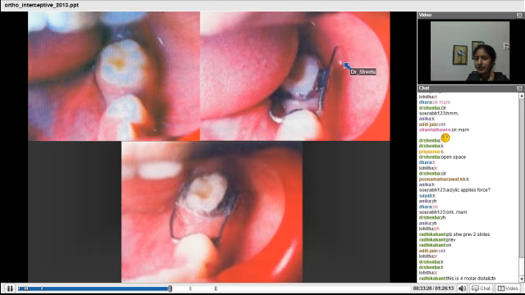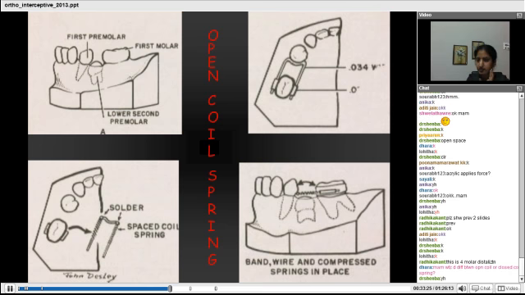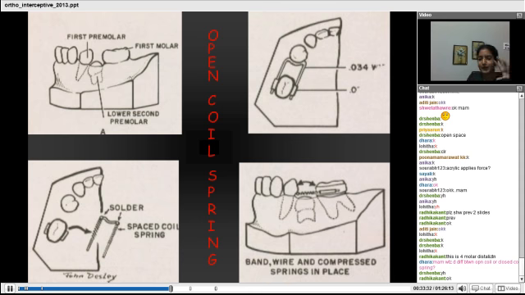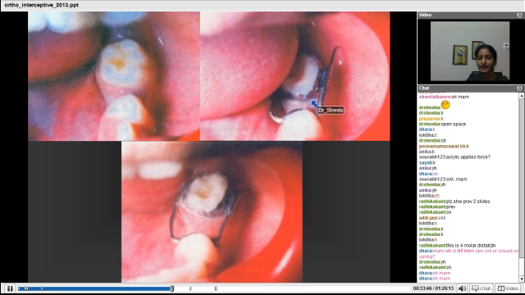Okay, this is a space regainer in place. Yes, it is for both. This is an open coil. Closed coil is not there in today's space regainers. We'll talk about that later because even I am not very clear about open coil and closed coil. This is an open coil space regainer placed in the oral cavity, where you can see the pre-operative and post-operative photographs.